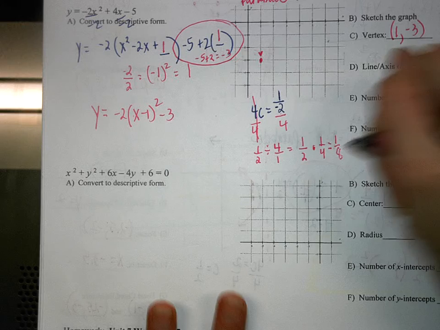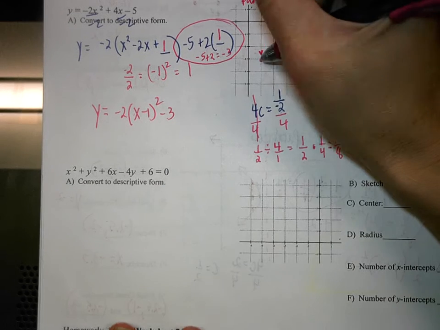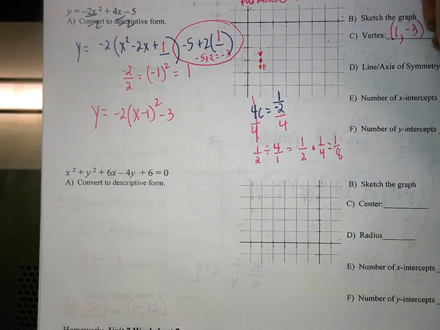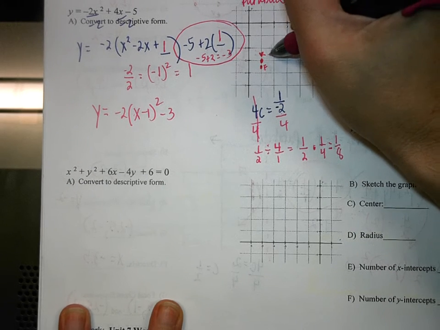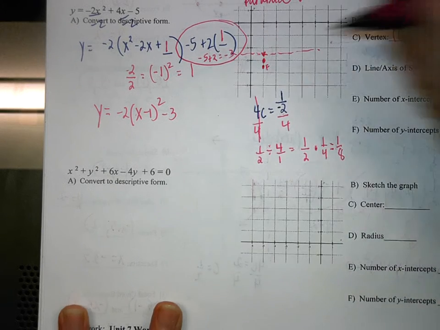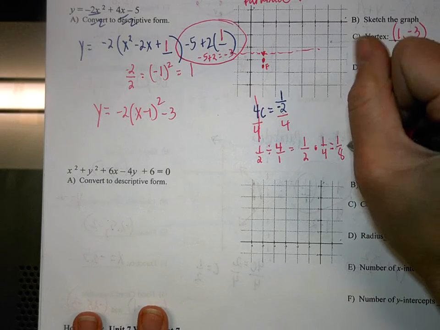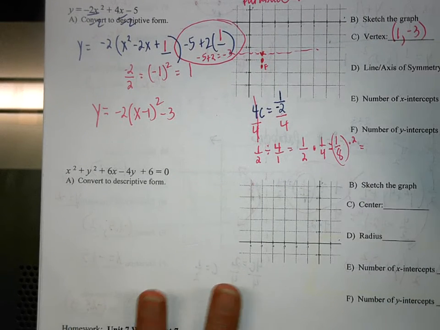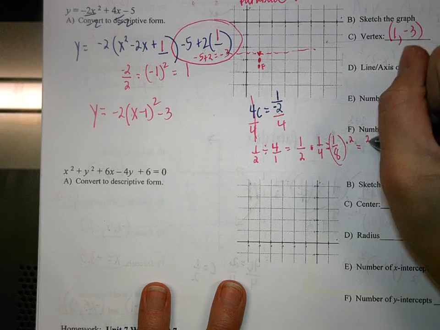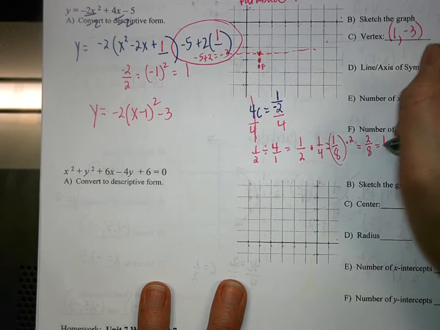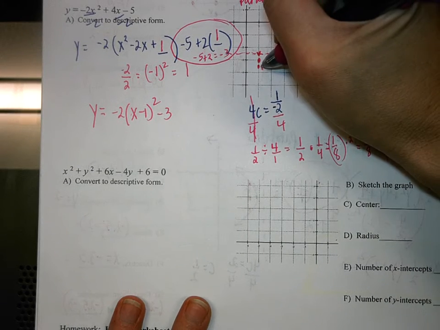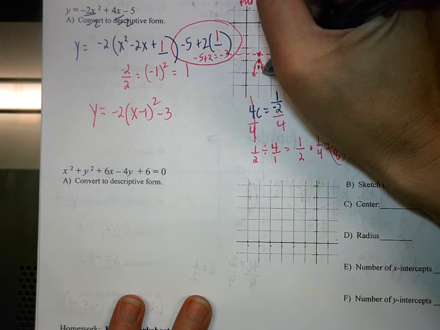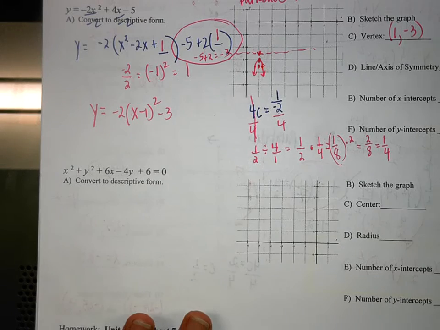1/8. So that means that our focus is going down 1/8. Okay? Our directrix is going up 1/8. If we take 1/8 and multiply that by 2, what do you get? 2/8, which is 1/4. So you're going 1/4 to each side. It's very small. It's not a great fun graph.